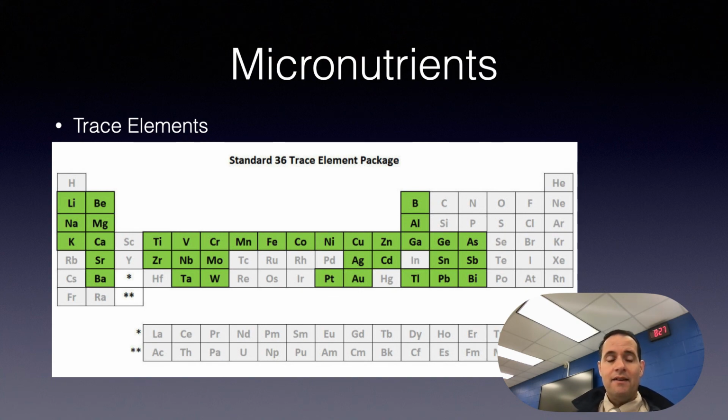So I've highlighted them here in green on the periodic table so you can see the handful of elements that are required for life. So you can see how many of these are just grayed out. So you don't need neodymium, you don't need cesium, okay? You don't need argon. So these are the micronutrients or trace elements required.